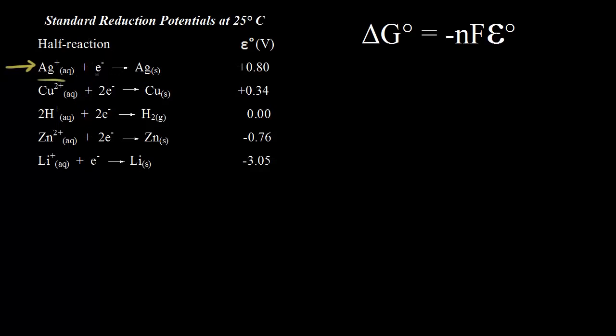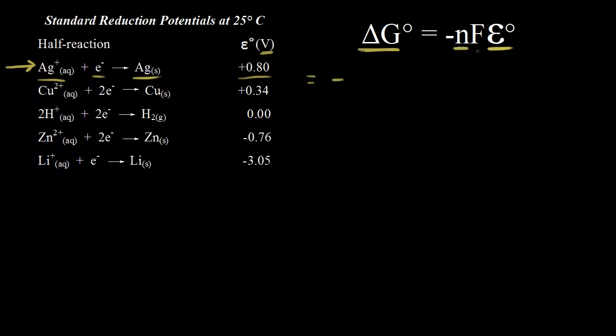So we have Ag+ plus an electron gives us solid silver. The standard reduction potential is positive 0.80 volts for this half reaction. And we're going to start by calculating the standard change in free energy. So from an earlier video, we know if we have the voltage, we can find the standard change in free energy, delta G0. So for this half reaction, it would be equal to negative.